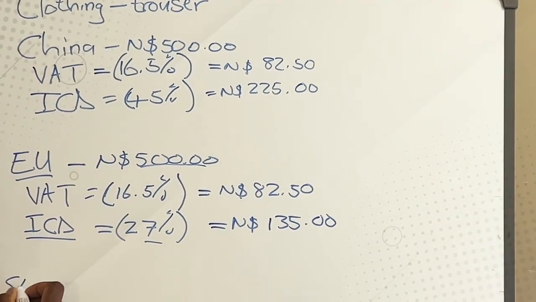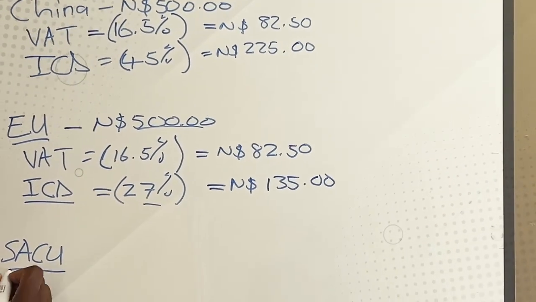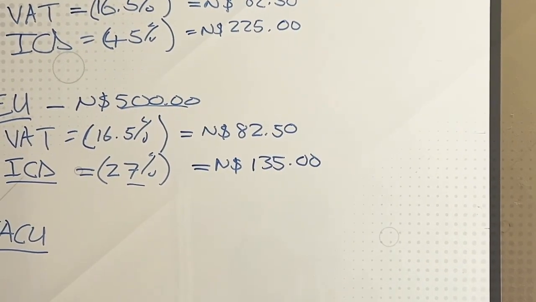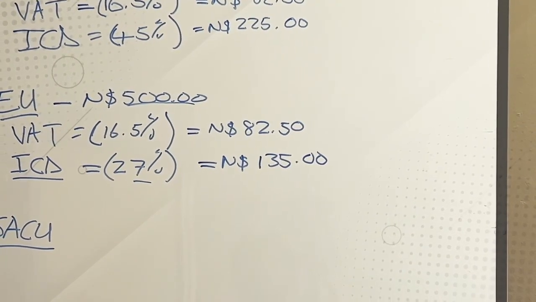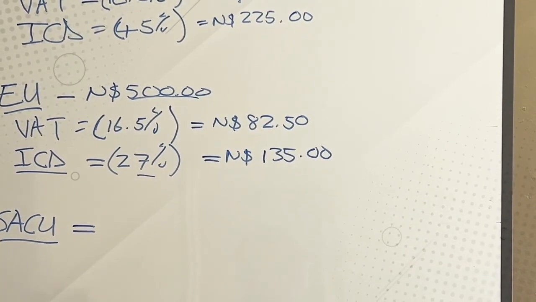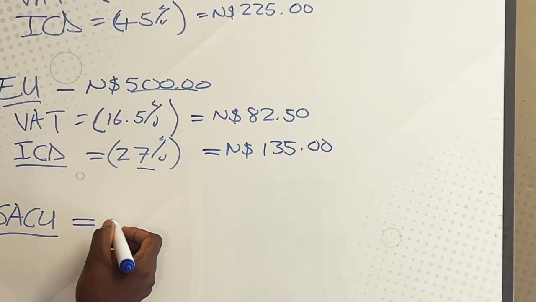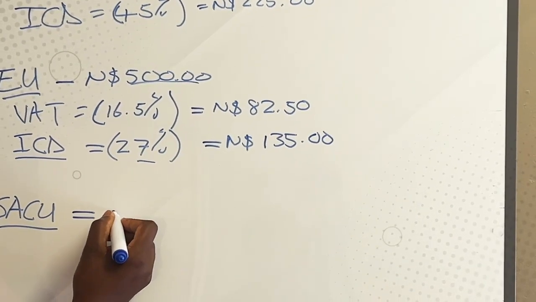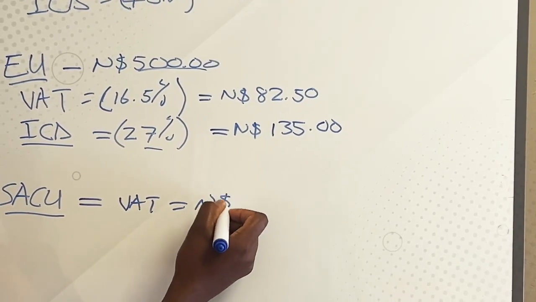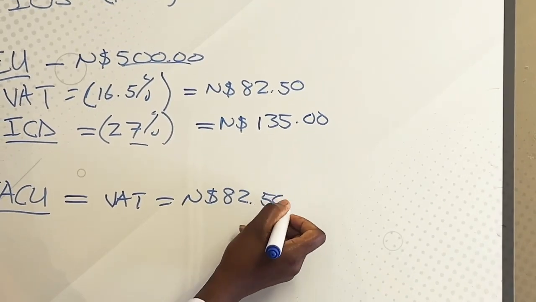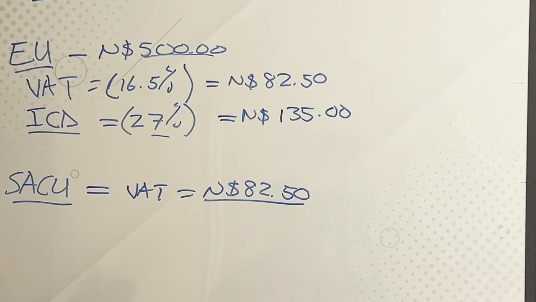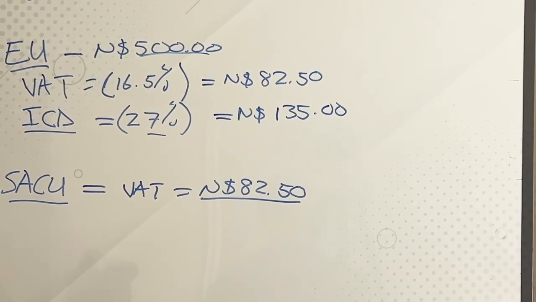Let's assume the same trouser is now coming from one of the SACU countries, being the Southern African Customs Union, which includes Namibia, Botswana, Lesotho, Eswatini, and South Africa. So if you are importing this same trouser from one of those countries, then the import tax, which is the VAT, will still stand at $82.50. So what is the difference that comes with this particular commodity with regard to the rate of duty?